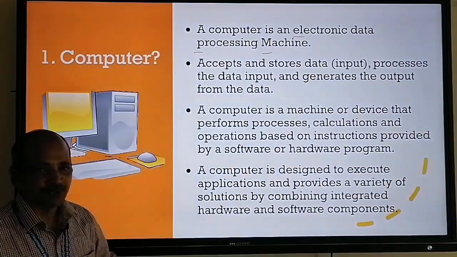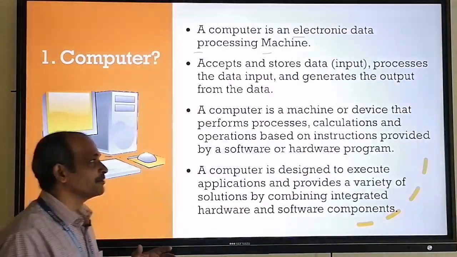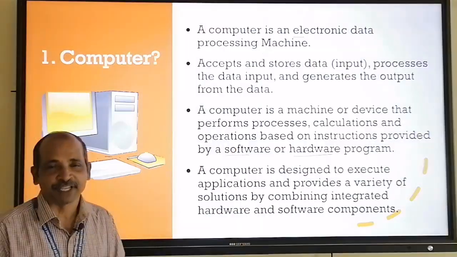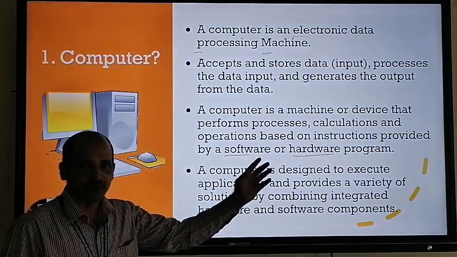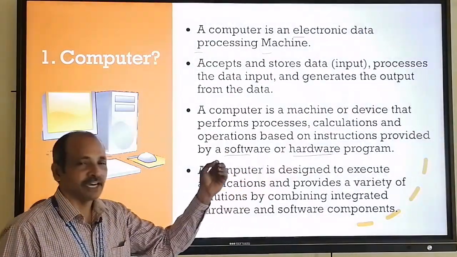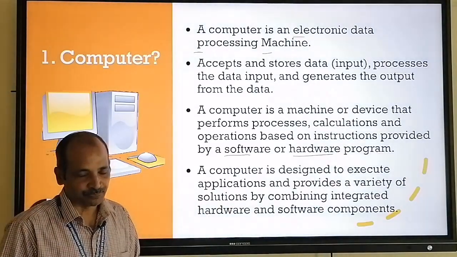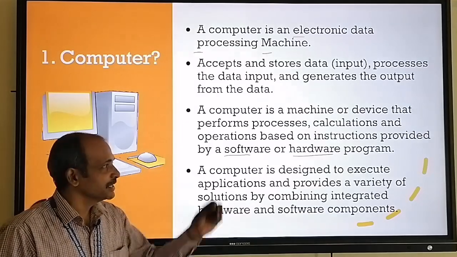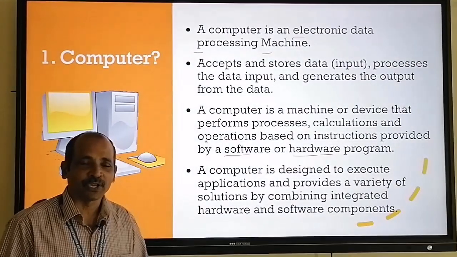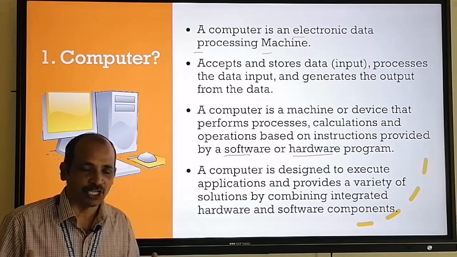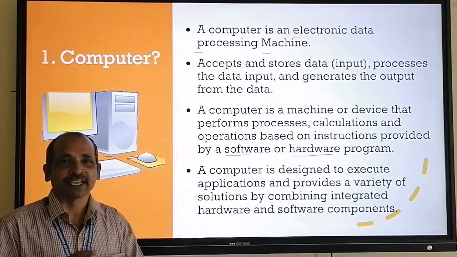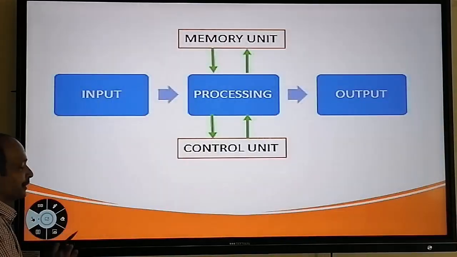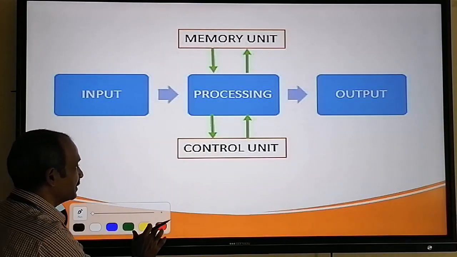In the other definitions, a computer is a collection of hardware and software. These two important things will be available in every computer. Hardware we can see, touch and feel. Software is a program, or instructions, which is very logical. A computer is a collection of all these things. In the next slide, a very simple block diagram of a computer is given.